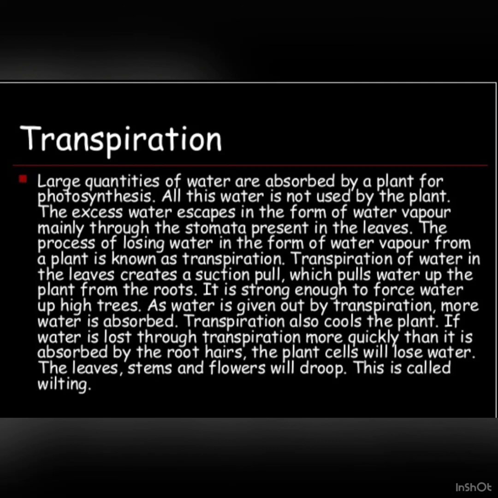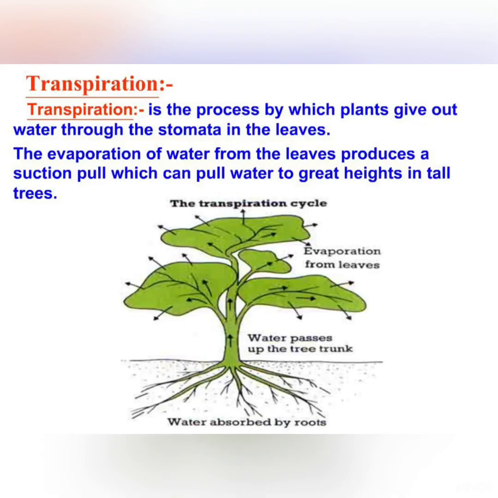If the water lost is more and the water absorbed is less, then the plant cells will lose water and the plant will wilt. This process is known as wilting.